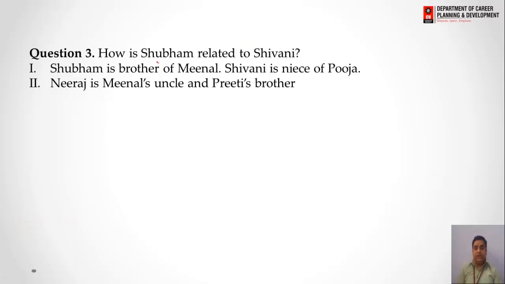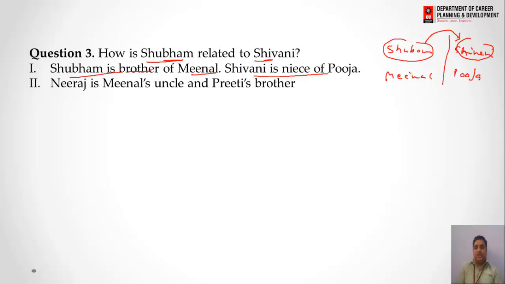Now the next question, question number 3: how is Shubham related to Shivani? Shubham is the brother of Meenal, and Shivani is the niece of Pooja. Here we have the relation between Shubham and Meenal, and on the other hand we have the relation between Shivani and Pooja. Whereas the question is asking the relation between Shubham and Shivani, and there is nothing mentioned about what relation they have in between. So the first statement alone is not sufficient.